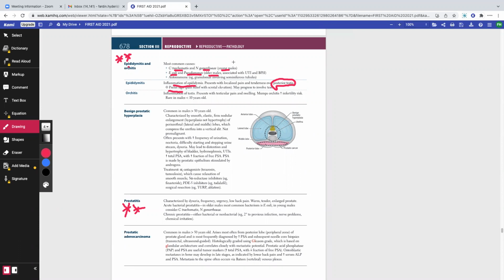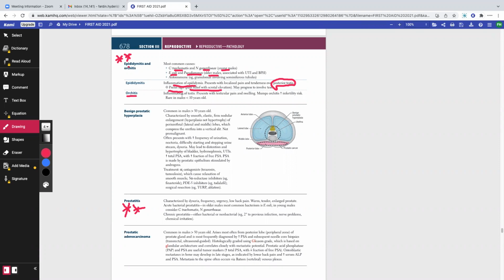So what happens is when you lift off the testis, the swelling is not contributing as much to the pain as possible. Meaning that when you lift the testis, the surrounding nerves are not as irritated. So the pain which the patient was experiencing gets relieved with scrotal elevation. So that's it. And it may progress to involve the testicles, meaning that if you do not treat epididymitis, this can lead to the patient developing orchitis.